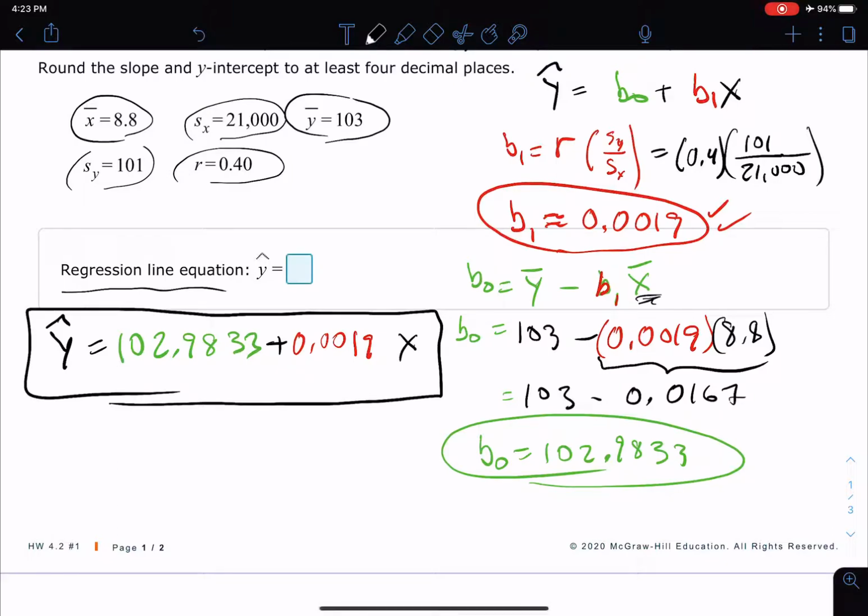Okay, so we've got more to do with this, but these 2 questions on the homework were made just to see if you can take these 5 points and calculate the least squares regression line.